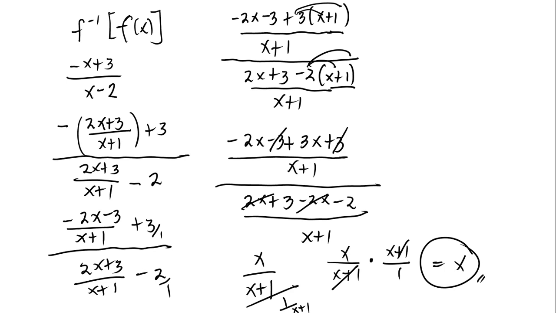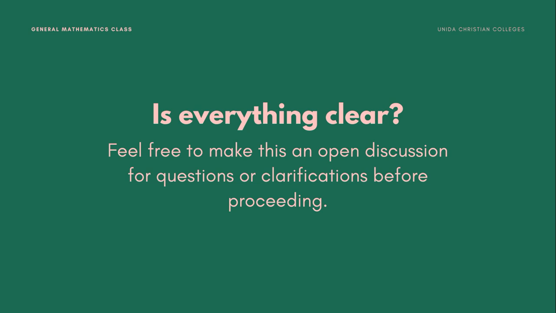So, since parehong x po yung nakuha natin after po natin mag-checking or by using the composition of function, ibig pong sabihin nun, tama yung nakuha yung value ng inverse function po nung given na function. Okay? Okay. So, is everything clear?